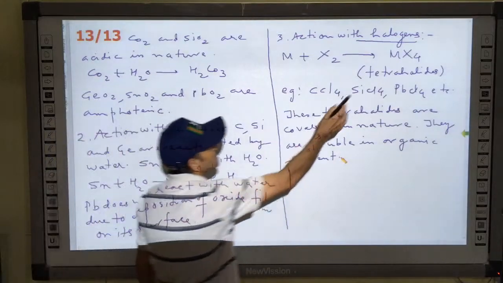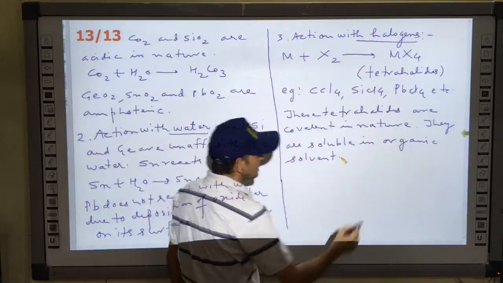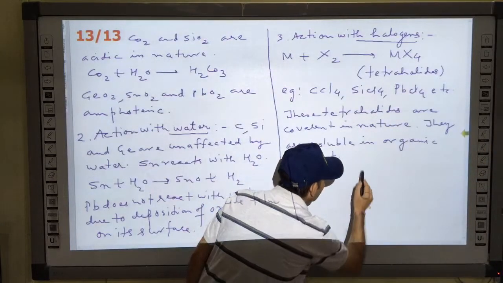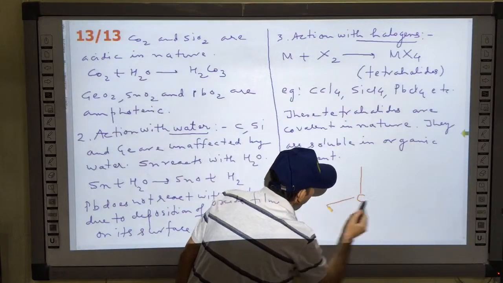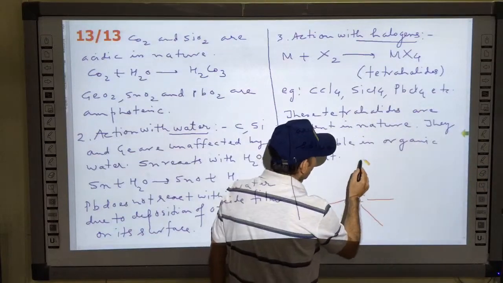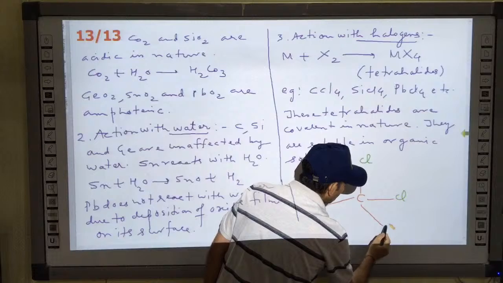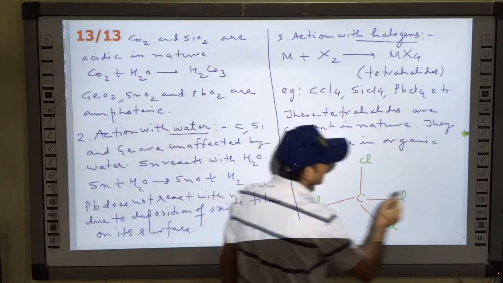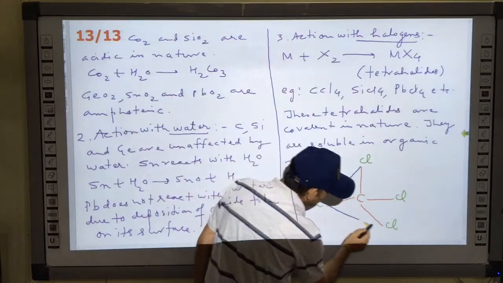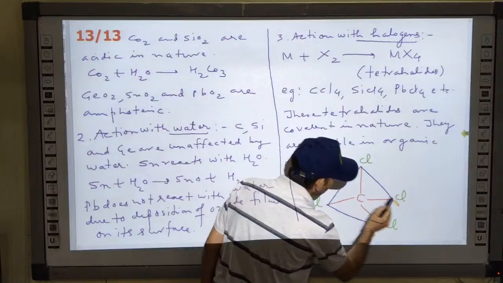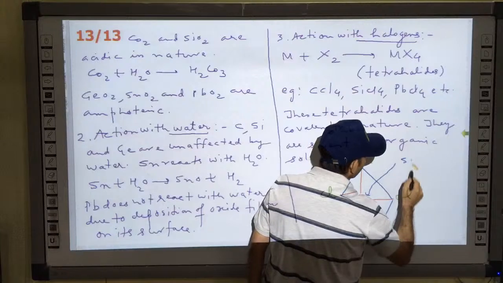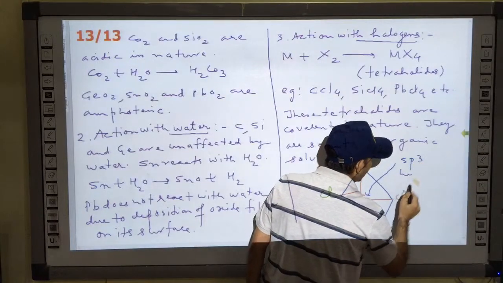Clear? Now, what about the structure? Suppose I am drawing CCl4. You see here CCl4: carbon, 4 chlorine atoms, 1, 2, 3, 4. There are 4 Cl atoms, and these 4 Cl atoms are placed at the corners of a tetrahedron. This is their structure. So this carbon atom shows sp3 hybridization.